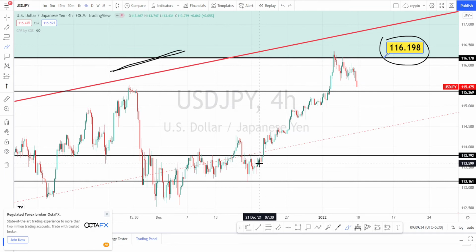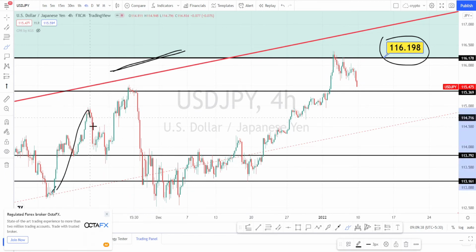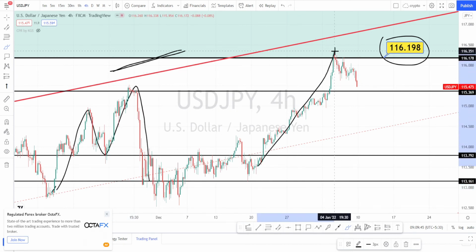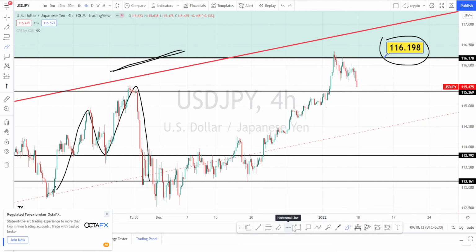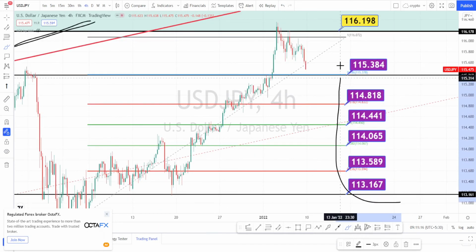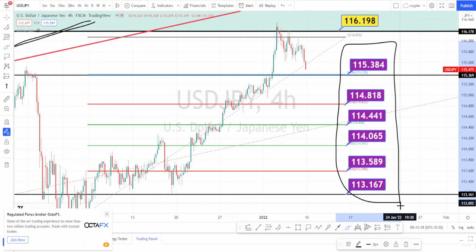And also we can notice that previously it has formed a very nice double top pattern, then a retracement. So currently also I am expecting it to form a double top pattern, then a retracement to the 100%, then continue its bullish trend. Let us draw the support and resistance levels for 4 hours time frame. So these are all the support and resistance levels in 4 hours time frame.